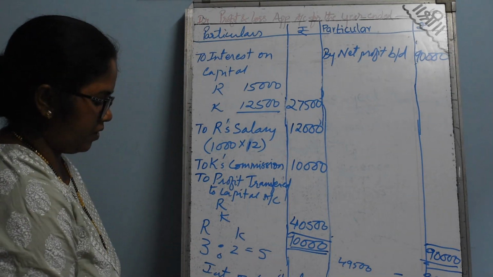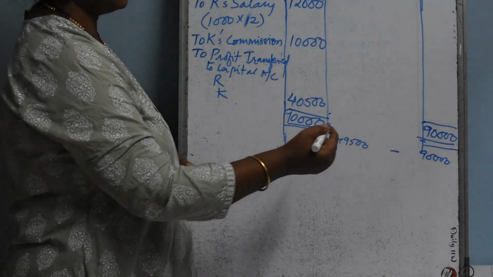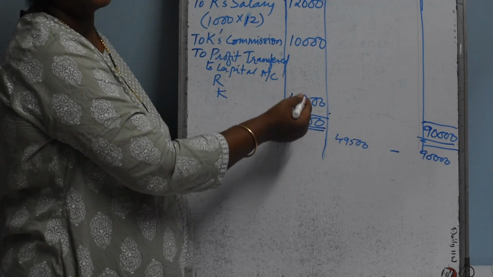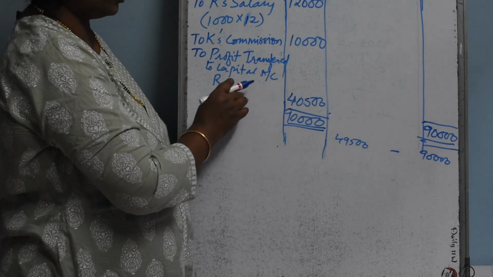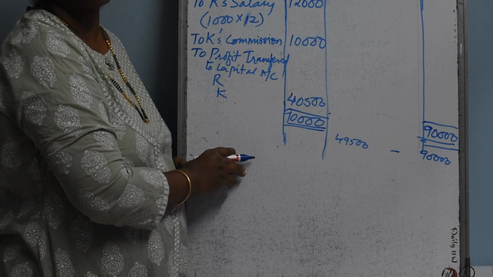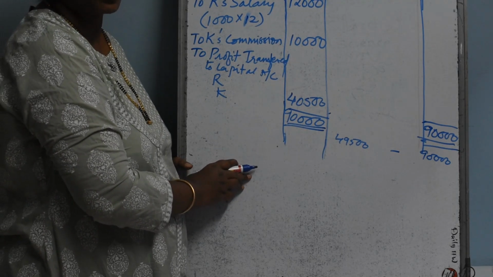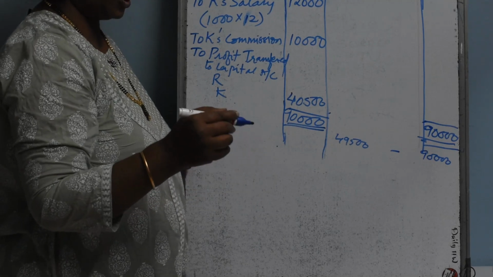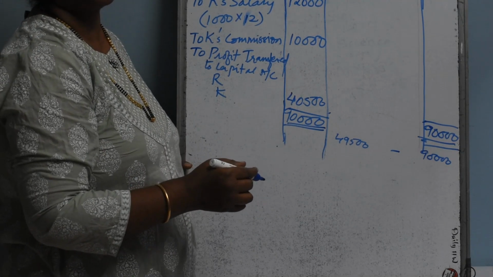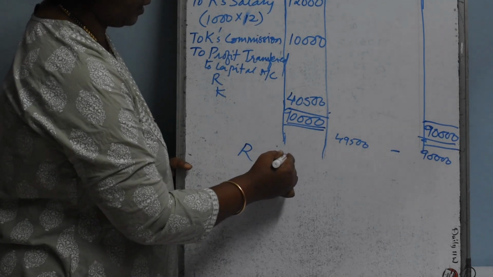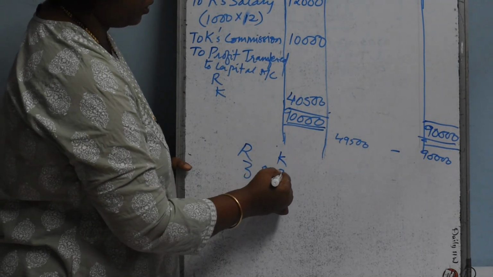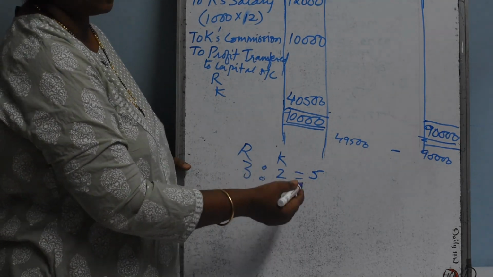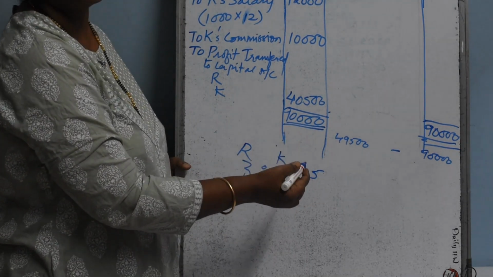Now find out the share of both the partners. After subtracting from 90,000, you get 40,500. This 40,500 you have to distribute among the partners in their profit sharing ratio. Now what is the profit sharing ratio? It is given in the first line. R and K were partners sharing profit and losses in the ratio of 3:2. You add this, it comes to 5. So R's share is 3/5 and K's share is 2/5.